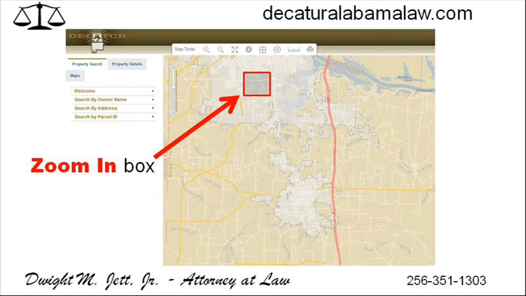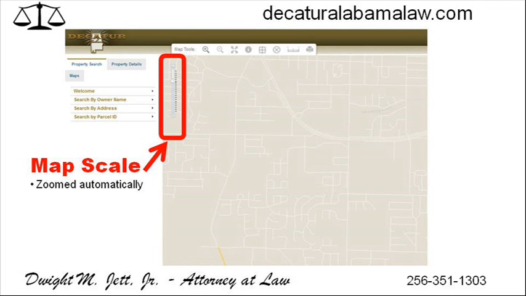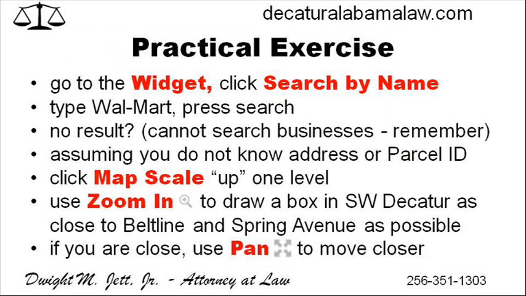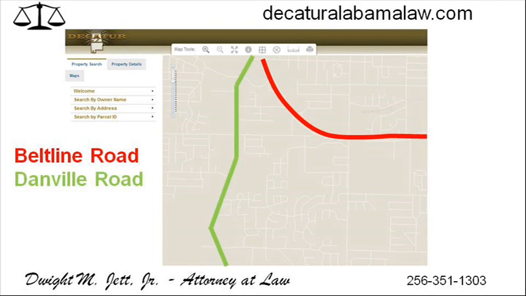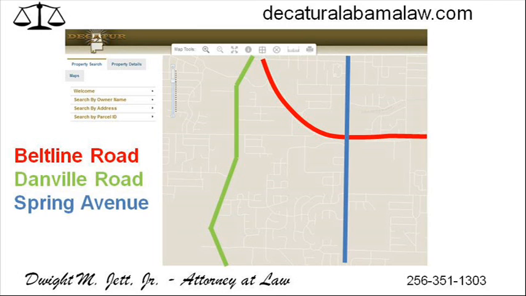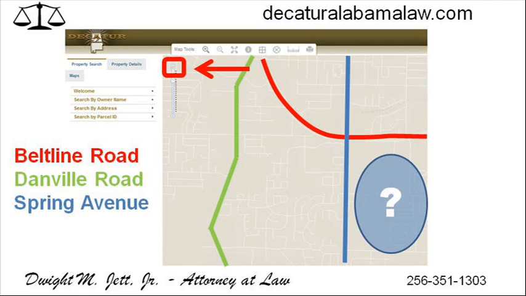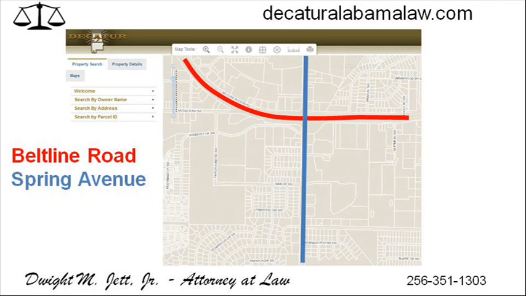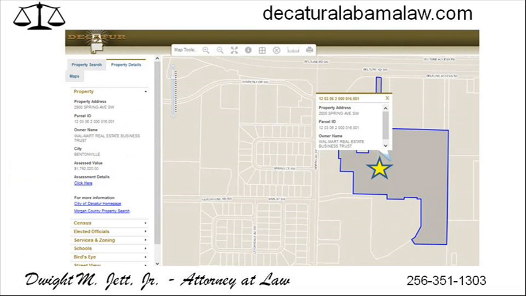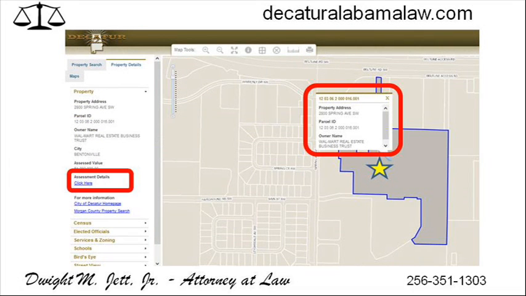Use zoom in to draw a box in southwest Decatur. Get as close to Beltline and Spring Avenue as possible. If you need to, use pan to move your view closer. If you get lost, use zoom to full extent to restart. Once you see Walmart, click the identify icon and then click on Walmart.